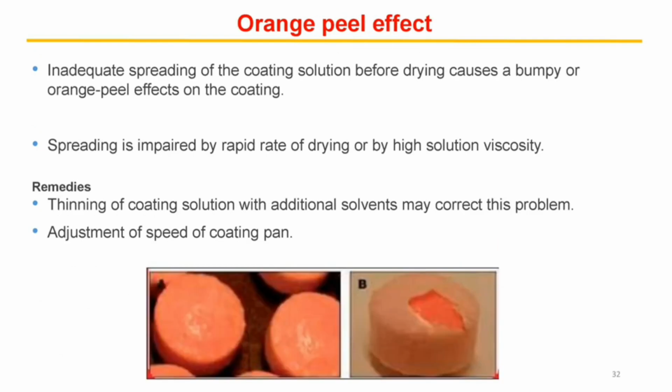Orange peel effect. Inadequate spreading of the coating solution before drying causes a bumpy or orange peel effect on the coating. Spreading is impaired by a rapid rate of drying or by high solution viscosity. Remedies: thinning of the coating solution with additional solvents may correct this problem. Adjustment of the speed of the coating pan.